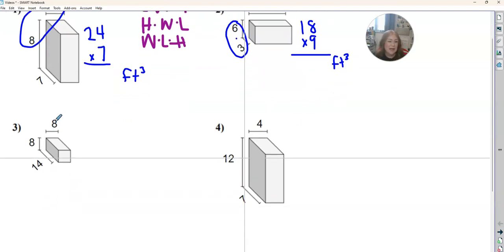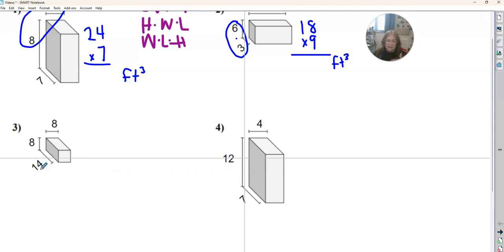Okay, our next one we can do 14. So this is what I'm talking about. We can switch and pick what we want to do. I can do 8 times 8, which I know is 64. And then I can do 64 times 14, and I have a double digit problem. So now I've got a little bit harder problem, but I was able to do 8 times 8 in my head.